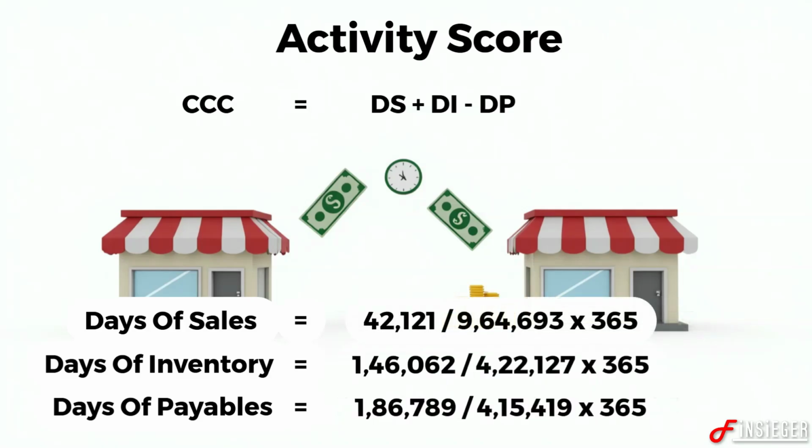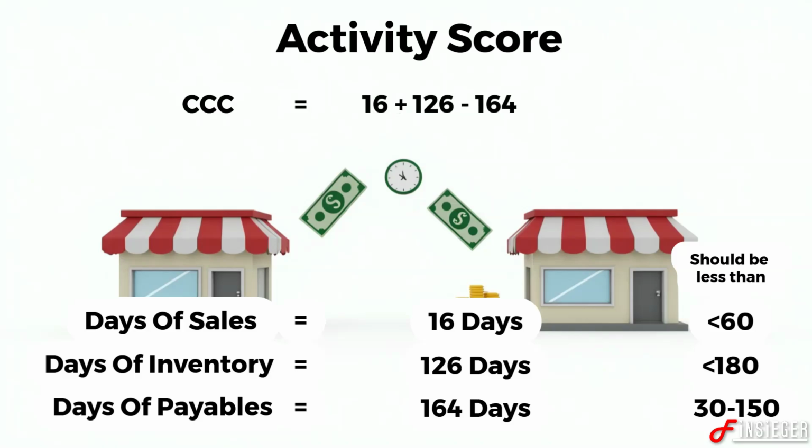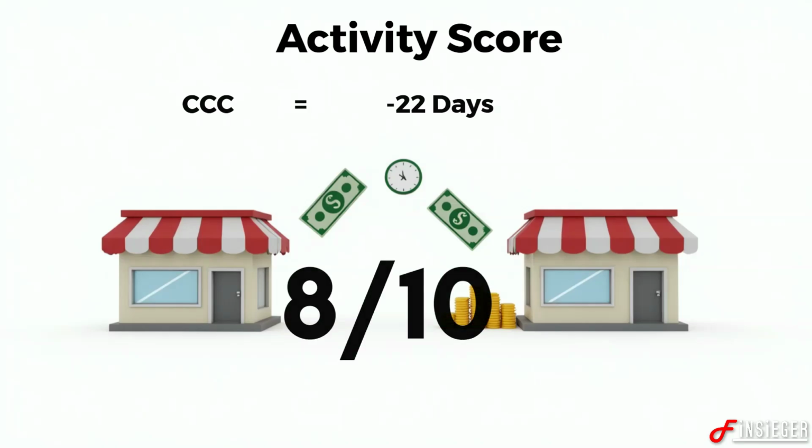After calculating this for Reliance, we get 16, 126 and 164 respectively. Ideal values are mentioned on the right side. Inventory's best figure depends on industry and product. So the cash conversion cycle for Reliance is -22 days. Though their payables look a little high, they are in a cash cycle surplus, which is great, so we have an activity score of 8 out of 10.